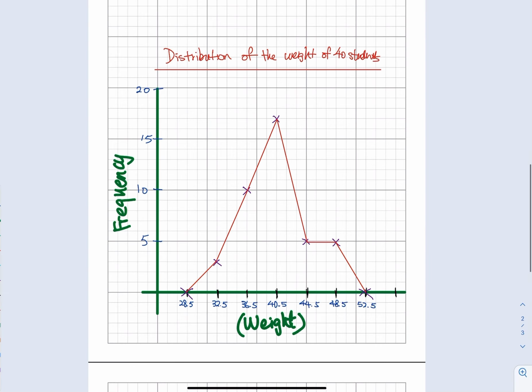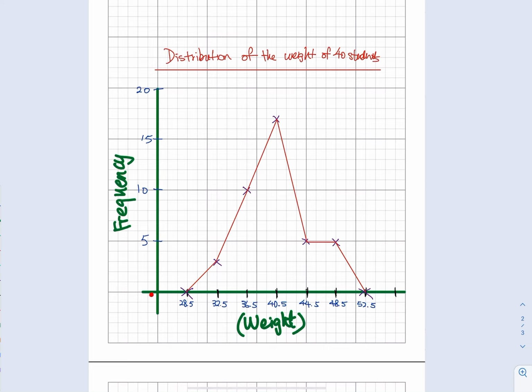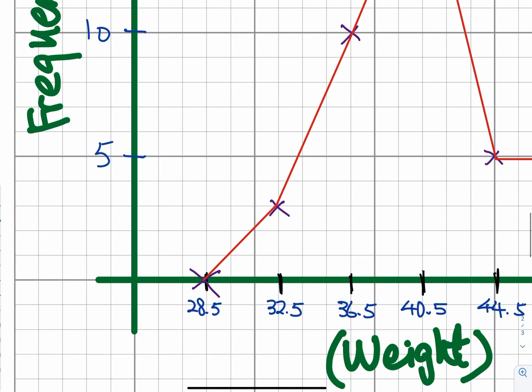Now for the vertical line, we are starting from 0, 5, 10, 15, 20. That is correct. But then for the horizontal, from 0 to 28.5 is just 3 boxes. The 28.5 to 32.5, it's just 3 boxes again. Is it fair? No, it's not. So what we do is put something else here. What do we put?